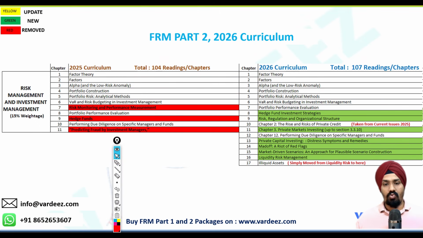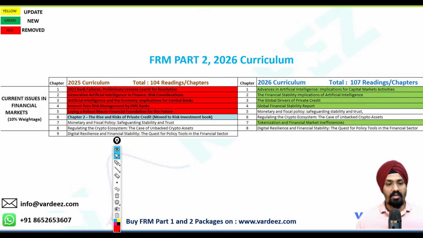Okay, moving on to the final thing, and that is the current issues. Now for current issues, you realize that the starting 5 chapters have been deleted, and as I said, chapter number 2, the rise and risk of private credit, has been moved to the risk investment book. And what do you see here in the green? These 4 chapters have been added completely new. The 7th chapter is also added completely new. And what stays from 2025 is chapter number 5, monetary and fiscal policy, regulating the crypto ecosystem, and digital resilience and financial stability. So these 3 chapters from 2025 stay relevant for 2026.